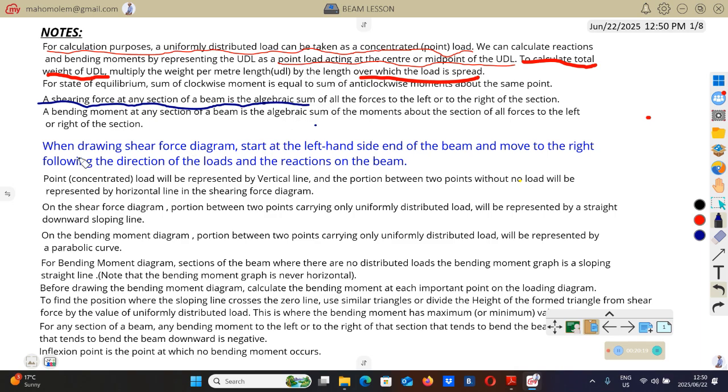We're not yet at the bending moment. When drawing the shear force diagram, we start from the left-hand side and move to the right, and we're going to follow the directions of the loads as well. Sometimes as we move to the right, we're going to move upward or downward. That will be determined by the forces. We have two types of loads. On the shear force diagram, a point load will be represented by a vertical line.